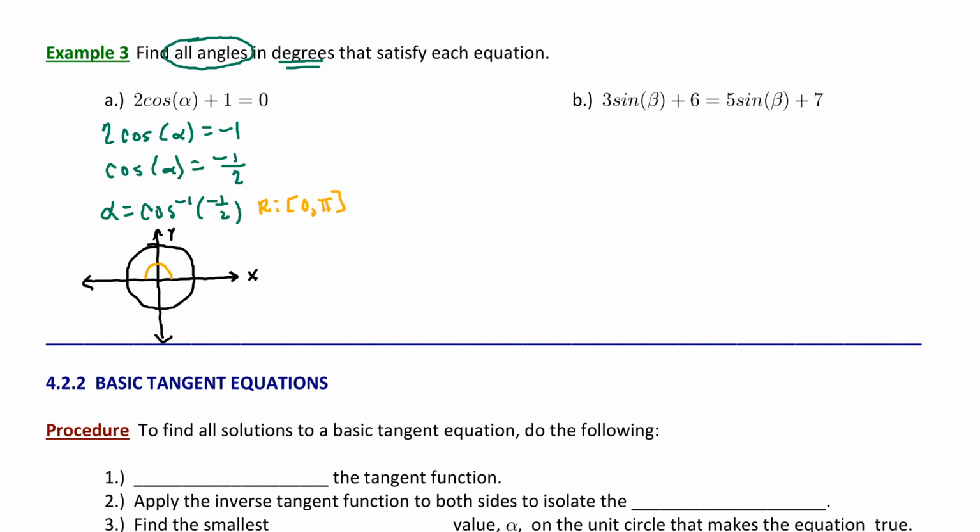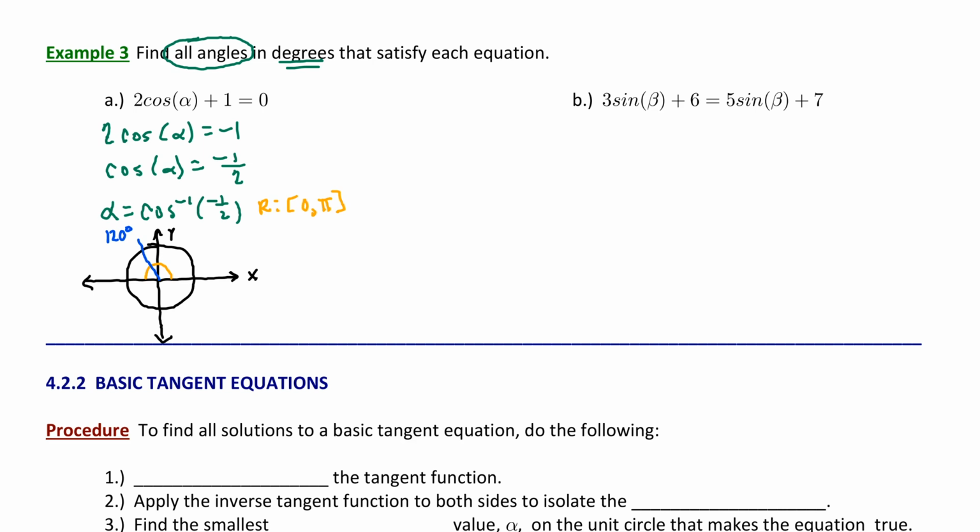But we can sidestep the calculator here using our knowledge of the unit circle. We know that cosine is negative in quadrant 2, and we also know that at 120 degrees, the cosine value there is negative 1/2. So our first solution is 120 degrees. Now, if we are using our calculator to evaluate inverse cosine of negative 1/2, 120 degrees is the only answer that we're going to get.